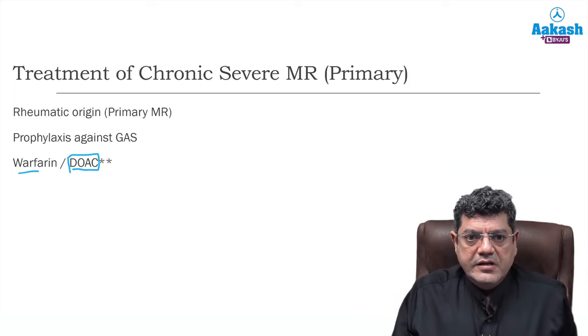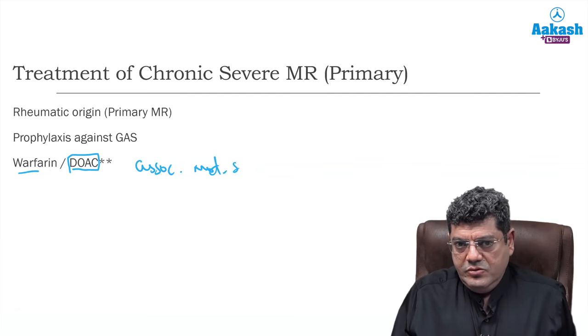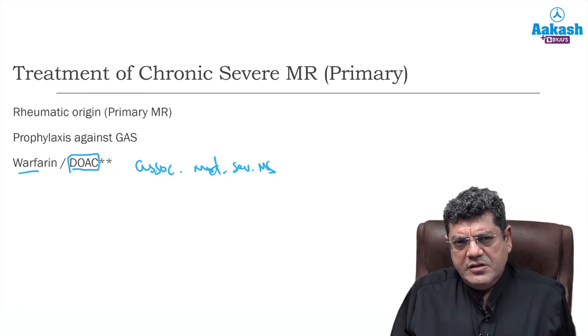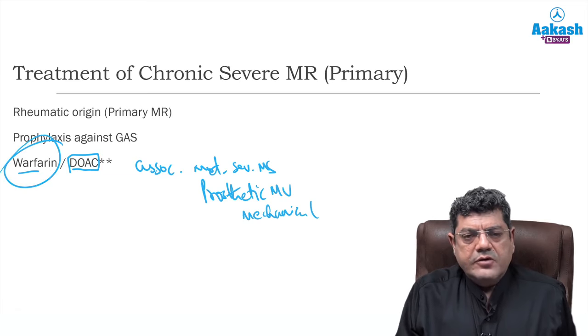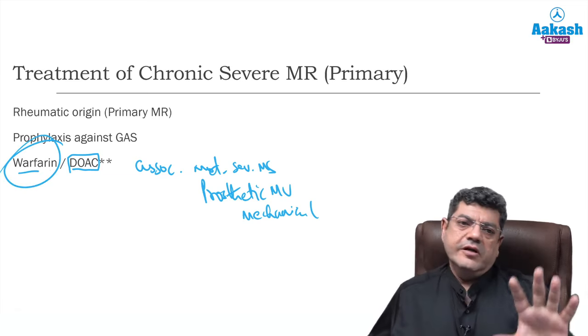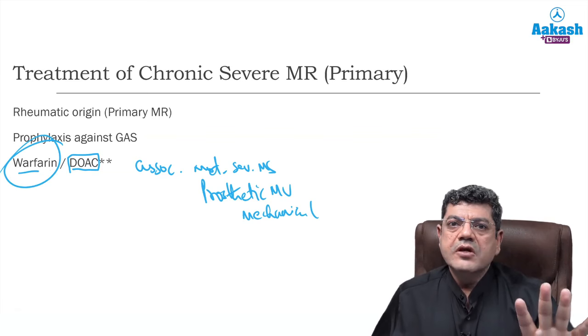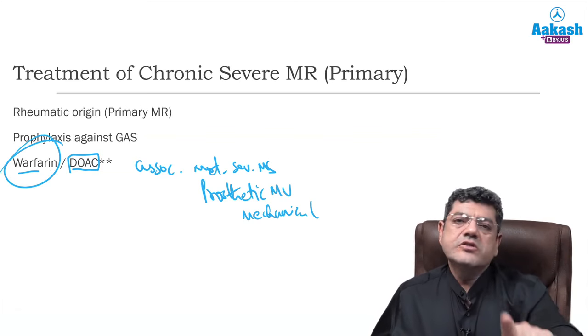But when there is associated moderate to severe MS, or the patient has a prosthetic mitral valve which is mechanical, then again you go back to warfarin. Very, very important. They will likely quiz you. So, if I were the examiner, I would quiz you on this.